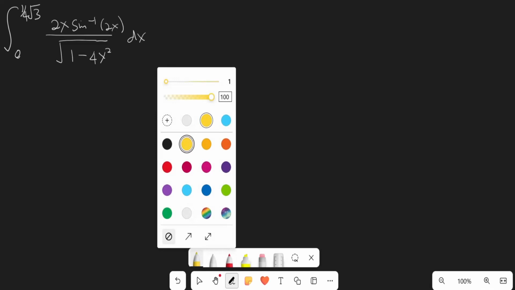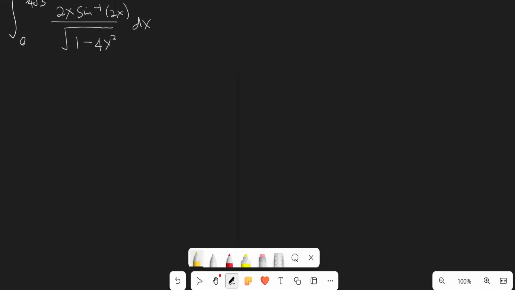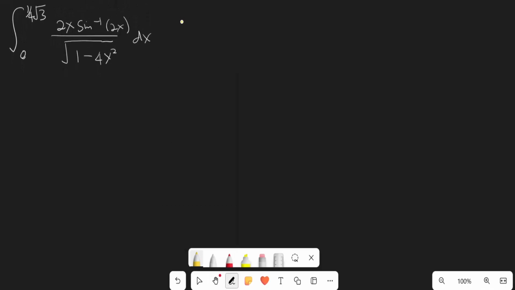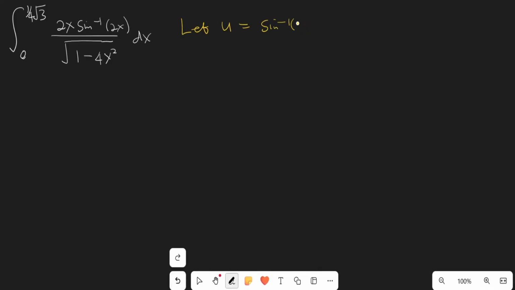So let's solve this integral. First, let's start off by using u-substitution. We can let u be equal to the sine inverse of 2x.